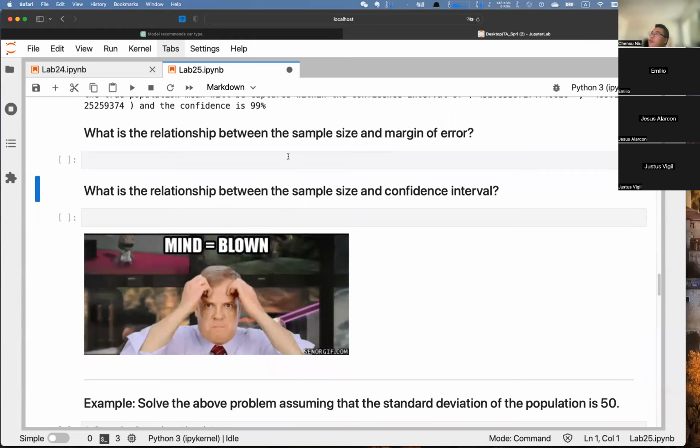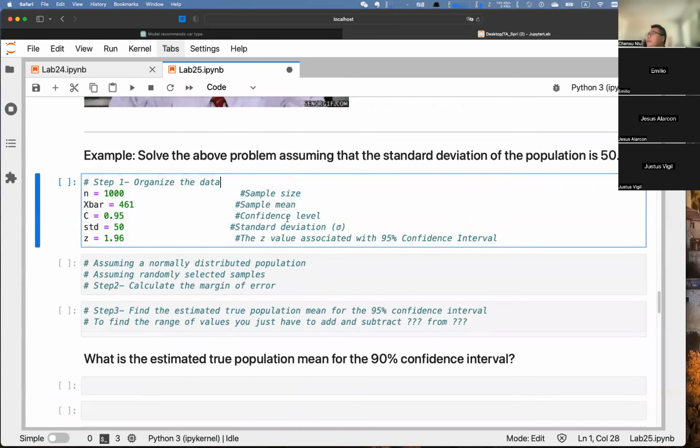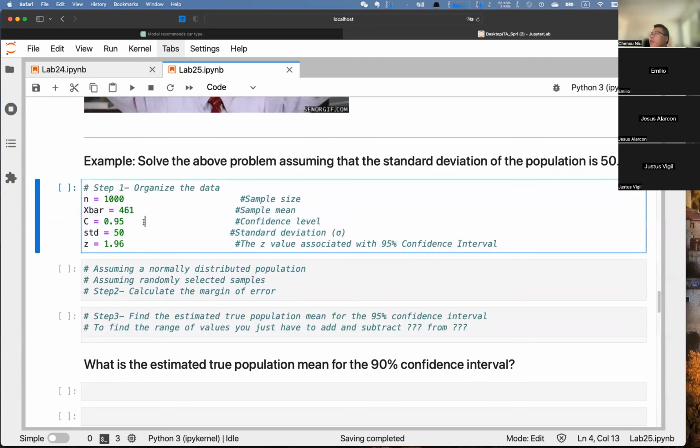For these 2 exercises, answer them by yourself, right? And the next one, solve it assuming the standard deviation of the population is 50. With that, we have 4 different variables. The mean value is constant, but we changed all other things like the sample size and confidence level, and in these 3 examples, we changed the standard deviation. So you can do that again.